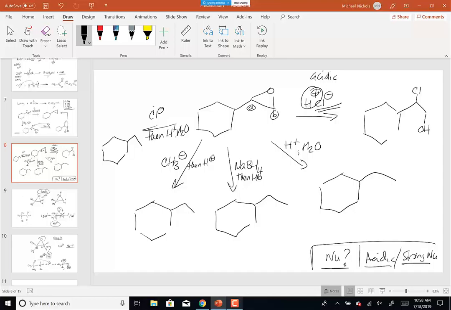Number two, what am I adding to the epoxide? H2O, which is going to become an OH. So H2O means I'm going to add an OH. Acidic? Yes, it's acidic. So that means the OH is going to add to the carbon with the most substituents. Does it matter? No, because I'm adding two OHs.